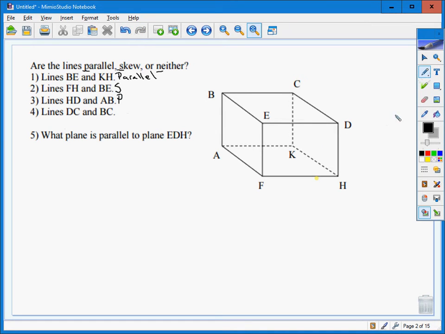DC and BC. DC and BC, they're in the same plane. In fact, they intersect at this point. So they are neither.